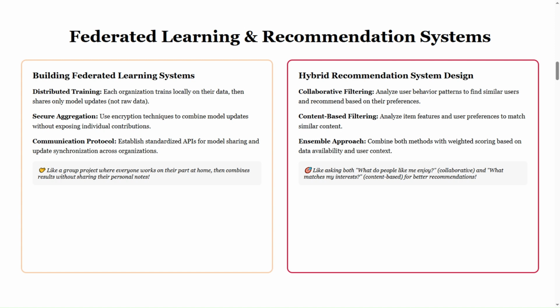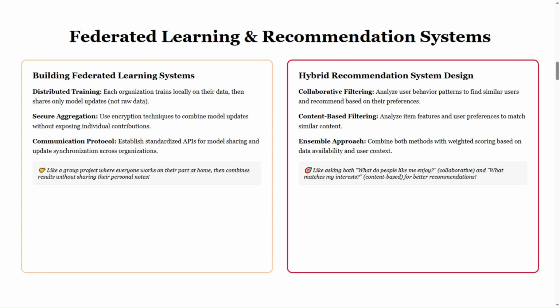Hybrid recommendation system design. Collaborative filtering. Analyze user behavior patterns to find similar users and recommend based on their preferences. Content-based filtering. Analyze item features and user preferences to match similar content.